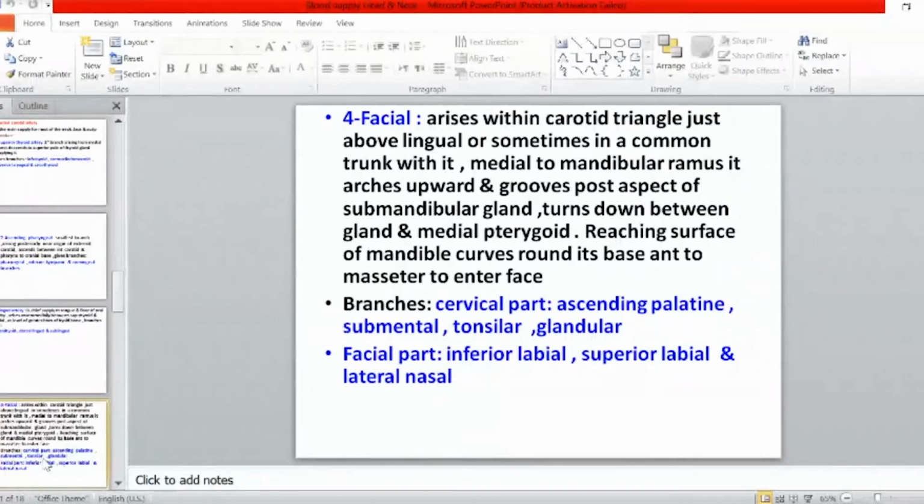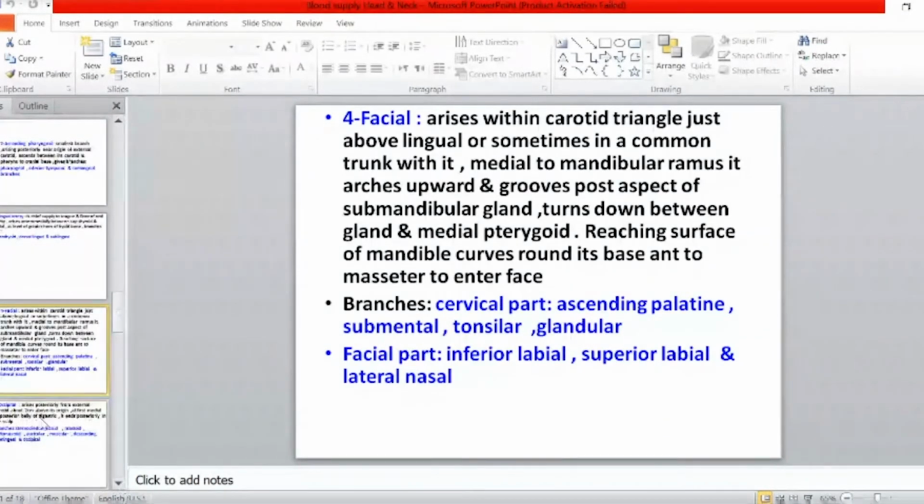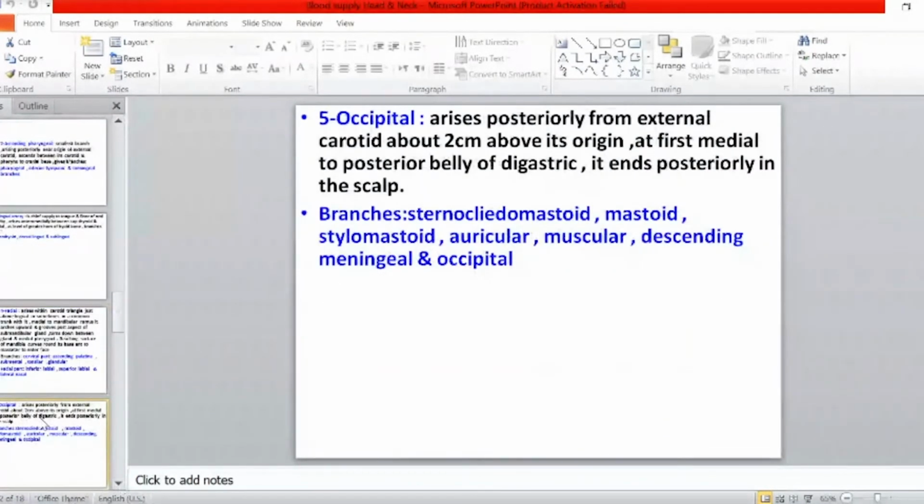That is the cervical part of it. It gives rise to ascending palatine, submental, tonsillar, and glandular branches in the neck, and then in the face gives rise to inferior labial, superior labial, and lateral nasal branches, and continues as the angular artery. Number 5, we have the occipital branch, which arises posteriorly from the external carotid about 2 centimeters above its origin.